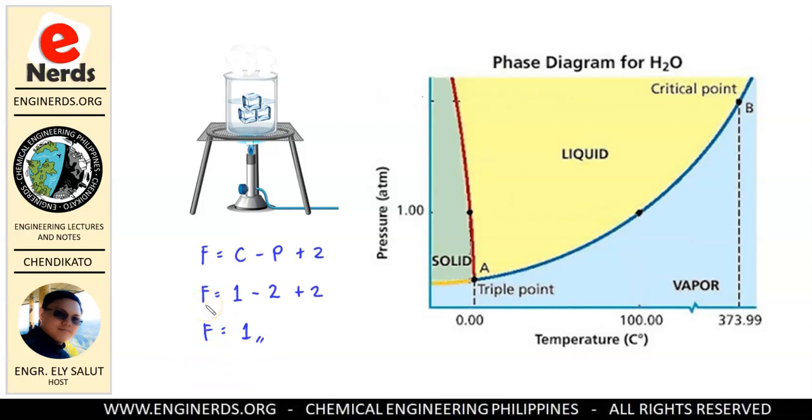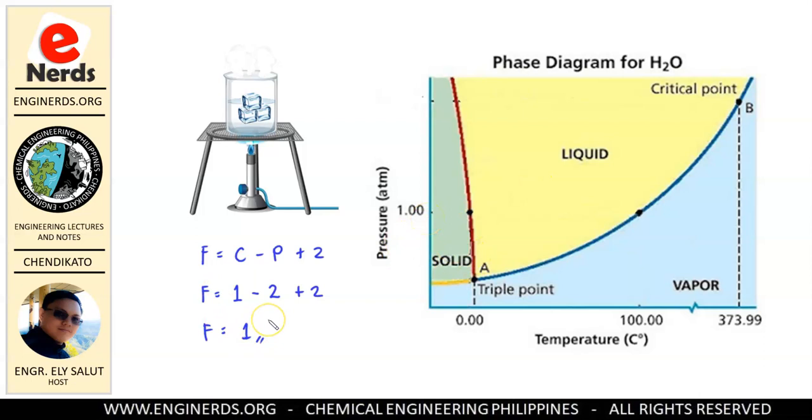So paano natin yan ma-visualize dito sa ating phase diagram? So kung makikita ninyo itong ating red line, this signifies that this is the boundary between solid and liquid. And on this line, we have a presence of liquid and solid water. Okay? So it is understood that it is on this area. So let us have a look. Now we have ice and water. Okay? So that means it lies somewhere dito sa ating line na red, no? Because this is the boundary between solid and liquid.